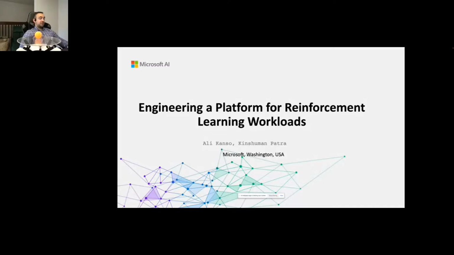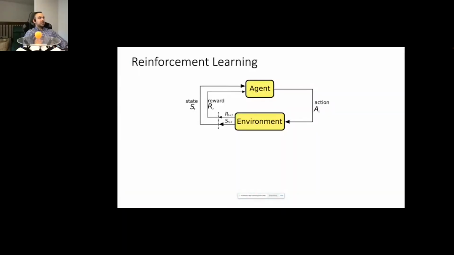And there are a huge number of contributors, too many to name, but it's about a platform that we engineered for reinforcement learning workloads, and it can be extended to other types of workloads. And today I'm just going to talk about how we achieved that. So before I start, I think it's very good to give the super high level overview of reinforcement learning, where you're basically trying to train an agent to figure out how to behave in a certain environment.